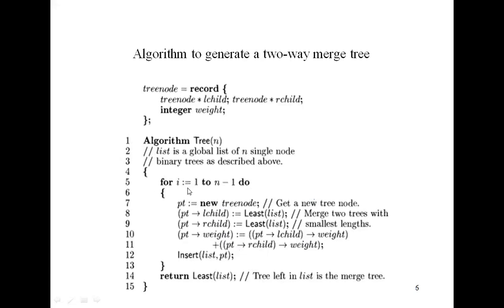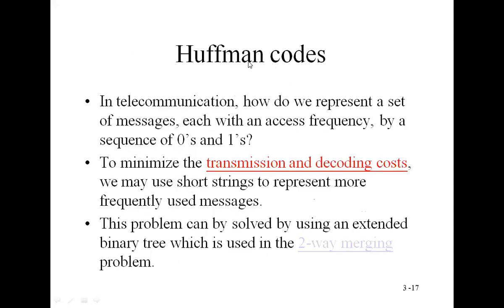I am explaining again. Okay, Huffman codes. So this is about two-way merging in our optimal merging. So the application of optimal merging is in binary merging and also in Huffman codes. So what is a Huffman code?